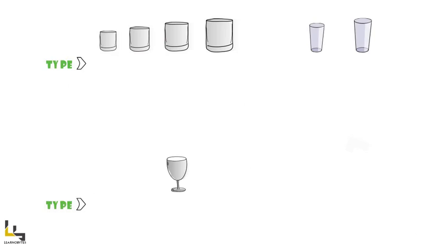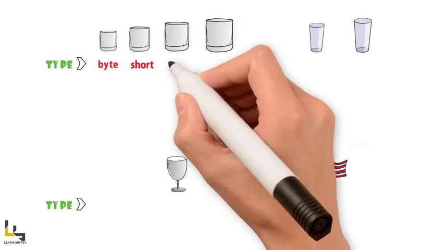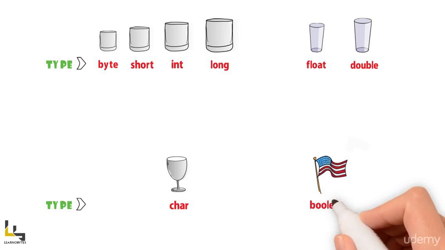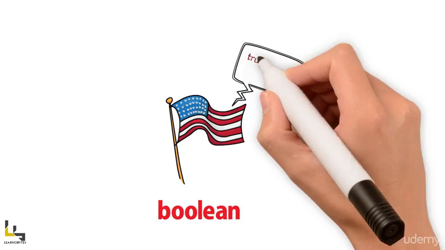There are 8 primitive types in Java. 6 of them are used to hold numeric values. Byte, short, int and long store integers, and float and double store floating point numbers. There is a primitive type char to store a single character and a type boolean to store a true or false value.